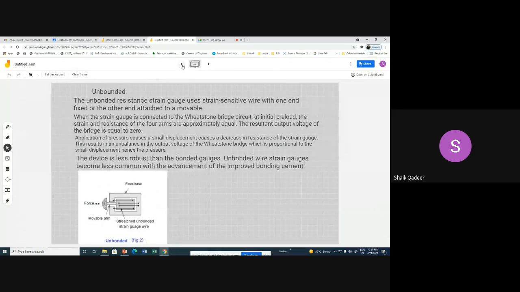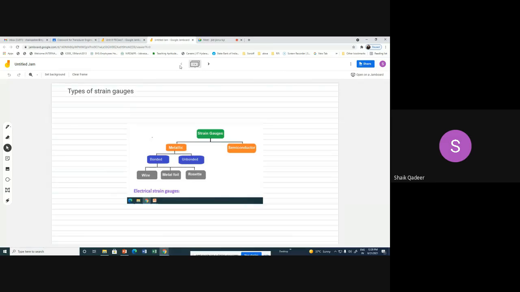Let us consider the types of strain gauges. Everybody write down this subheading. This I will share, don't worry. So, write down the heading: types of strain gauges. You see on the screen, strain gauges can be made up of metallic element or semiconductor element. So basically it is of two types. If you consider metallic strain gauges, it can be of bounded type or unbounded type.